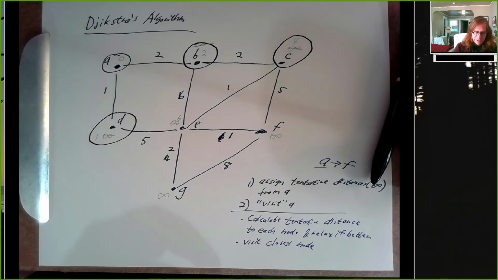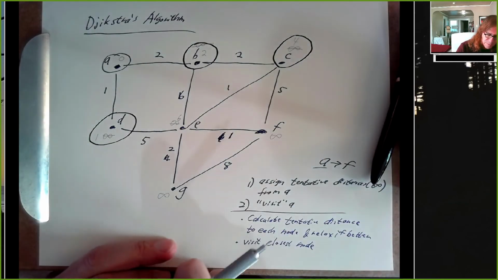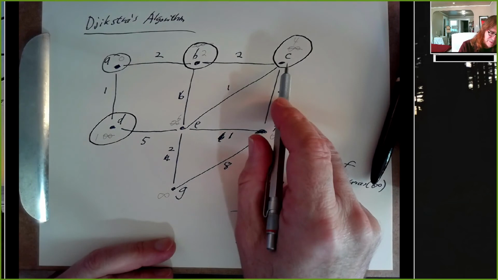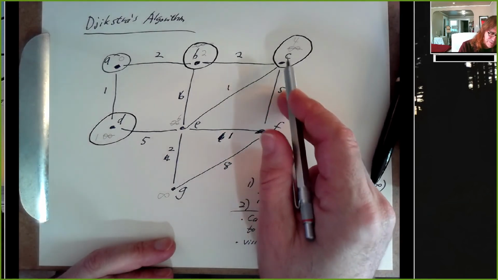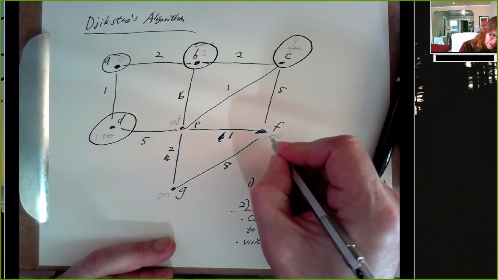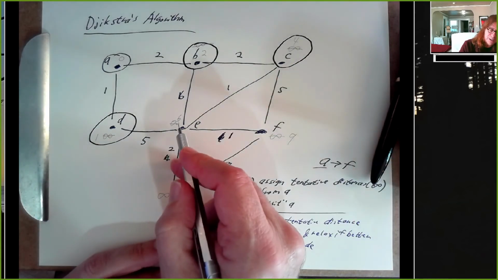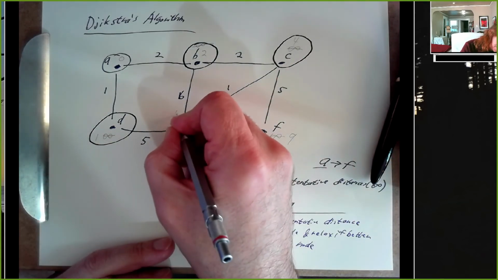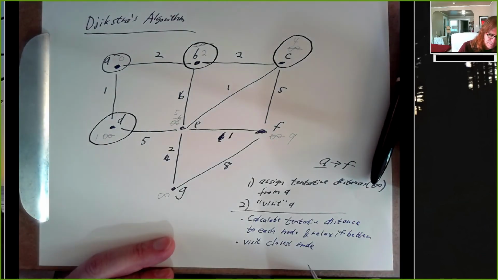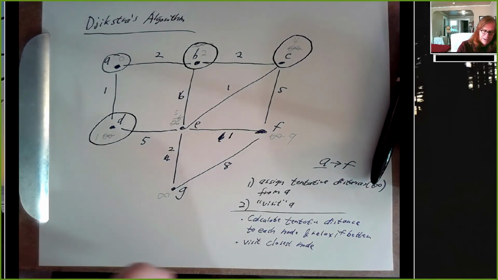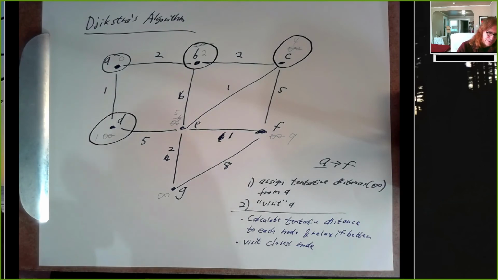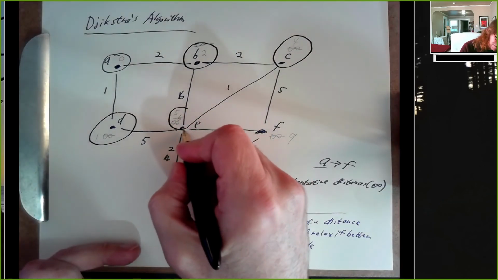All right, relax the nodes that we can reach from C. So 4 plus 5 is 9. That's better. 4 plus 1 is 5. That's better than 6. So we're going to relax this and replace it with a 5. And now visit your closest node. Well, that's going to be this one right here.